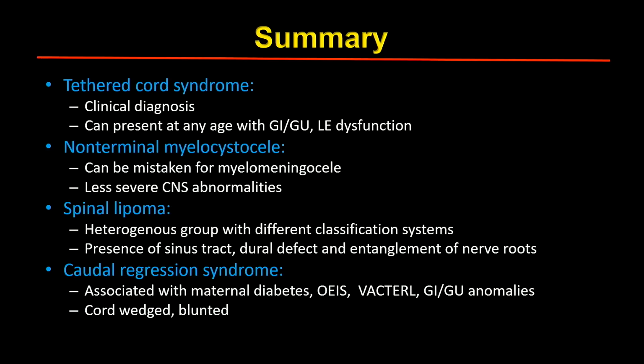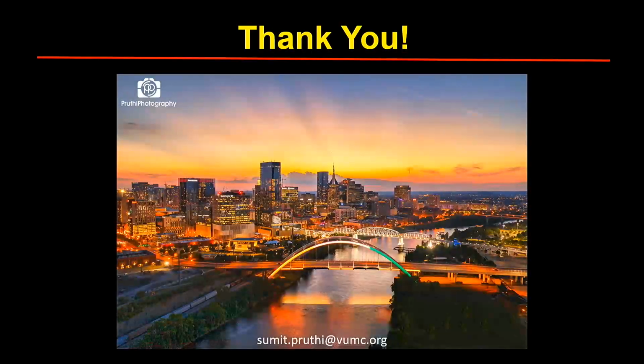Spinal lipoma is extremely common in our day-to-day practice, very heterogeneous, different classification systems. What is the surgeon looking for? The surgeon is looking for the presence of a sinus tract, the dural defect, the width of the dural defect, and the entanglement of the nerve roots. Caudal regression syndrome is often associated with multiple other syndromes such as OEIS, and other GU anomalies. It's a hallmark of maternal diabetes. And the classic imaging appearance is a blunt-appearing cigar-shaped cord. And with that, I want to thank you for your attention.